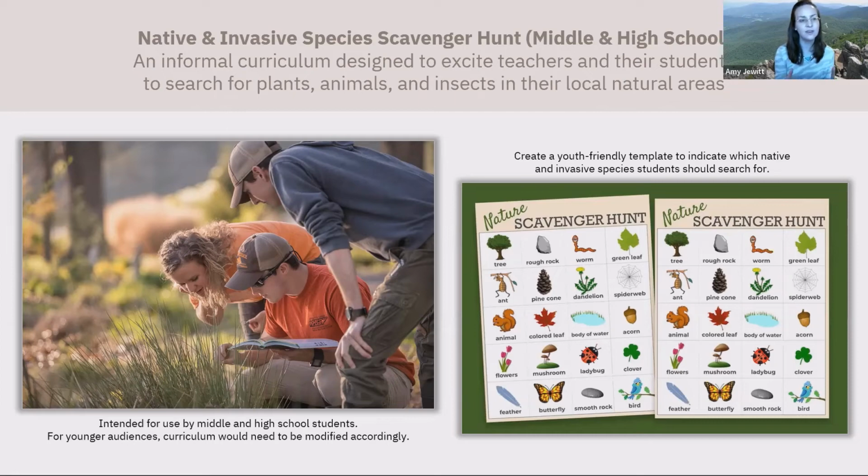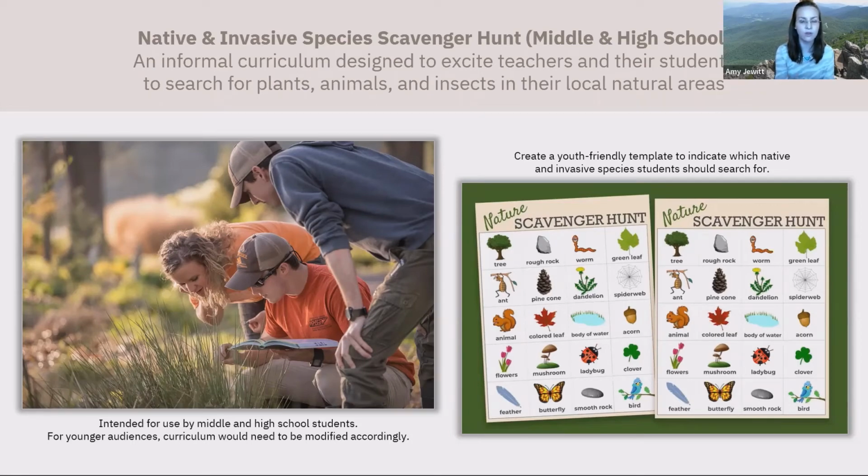And the idea is to gather a list of species, and maybe you choose like 15 or 20 that are both native and invasive, and create a type of search. So you're going out to your local park, or maybe even somewhere on your own school property, and searching for these species and seeing if you can find them. And if you do, to report them to iNaturalist, to iMapInvasives.